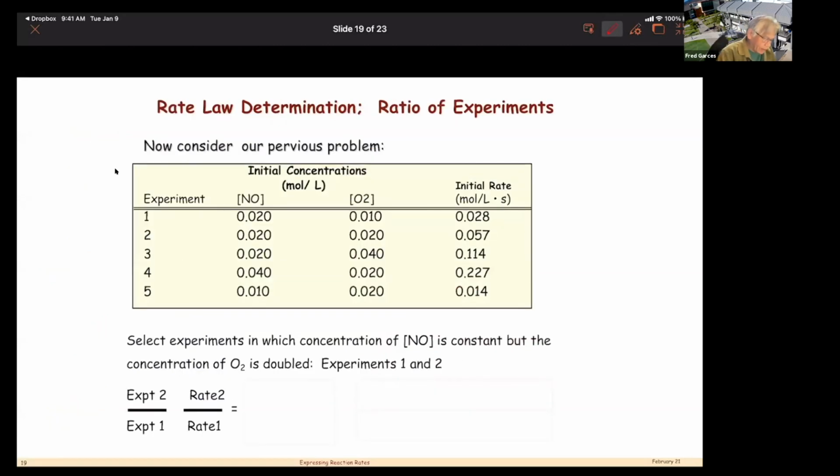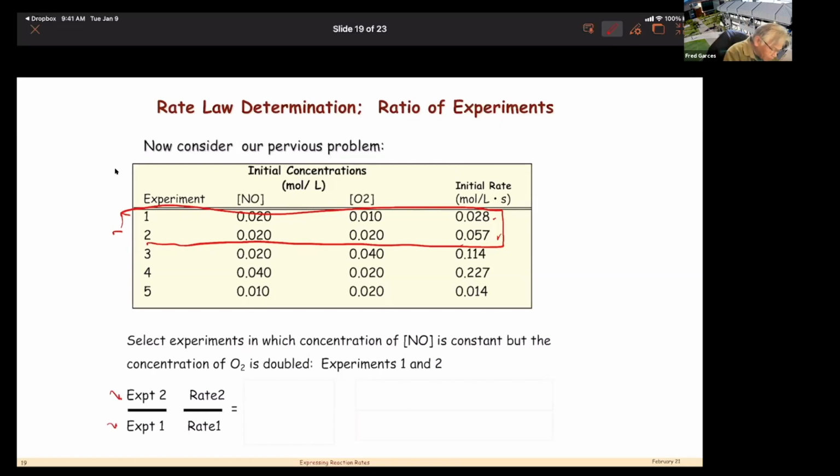Let's look at our experiment. Now we're going to pick experiments 1 and 2. And right now, that's all we are looking at. What we're going to do is say experiment 2 over experiment 1, and we're going to write an equation that relates those two. What I always try to do is look at the rate and put the experiment with the bigger rate on top. That way I don't have to deal with fractions. 0.057 is bigger than 0.028. So that's why I put experiment 2 over experiment 1.